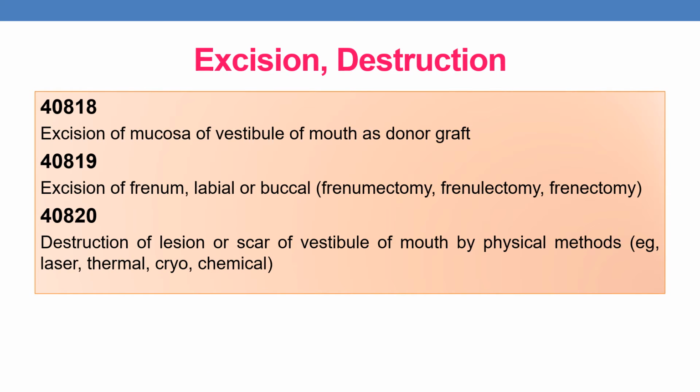Next, coming to 40818. It deals with excision of mucosa of vestibule of mouth as donor graft. The next is 40819. It deals with excision of frenum, labial or buccal. That is for frenumectomy, frenulectomy or frenectomy. The CPT is 40819.